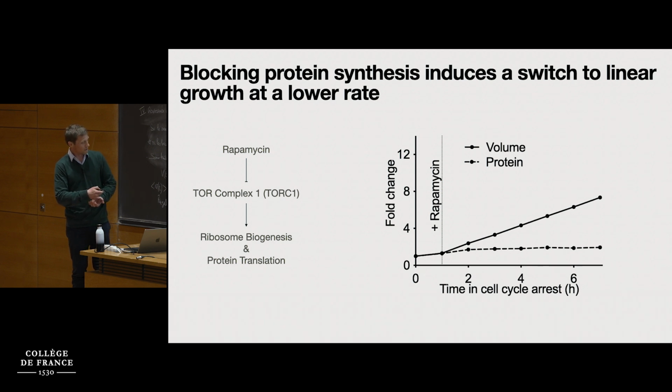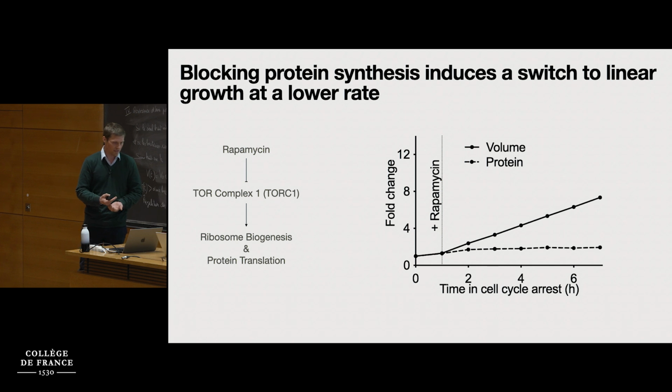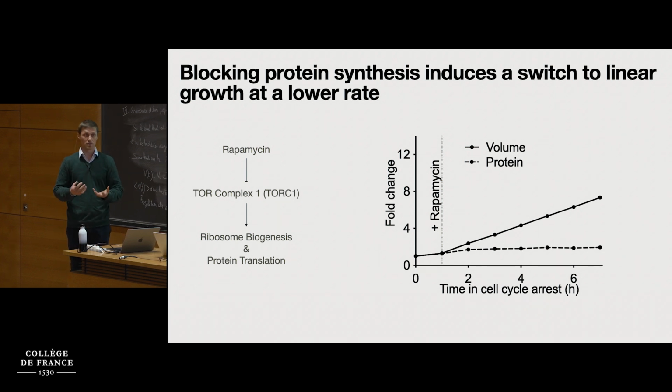And so one way we thought we could test this, we were trying different drugs to interfere with this, to prevent this volume increase. We were really not very successful with that. But one result that was interesting was when we treated cells with rapamycin, which is a drug that inhibits TOR complex 1. So TOR complex 1 is a main regulator of protein synthesis. It regulates the generation of ribosomes, but also translation rates.